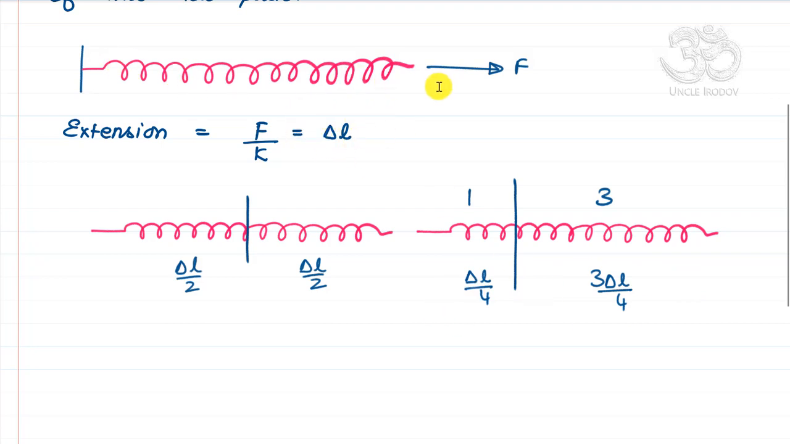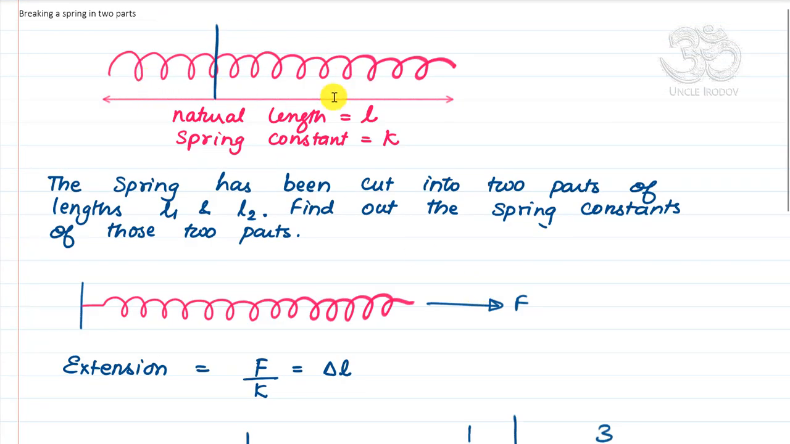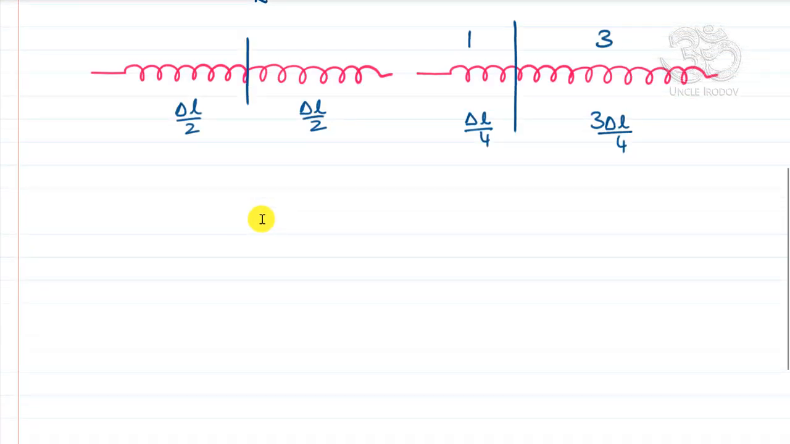So that gives me a method to attack this entire problem. Suppose I have to break this entire spring up into two parts whose lengths are L1 and L2. Then I know the ratio of lengths.